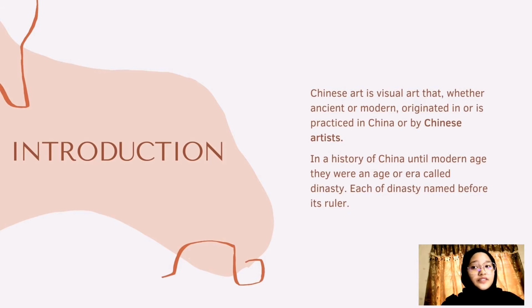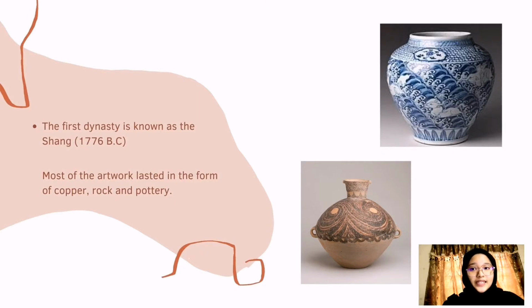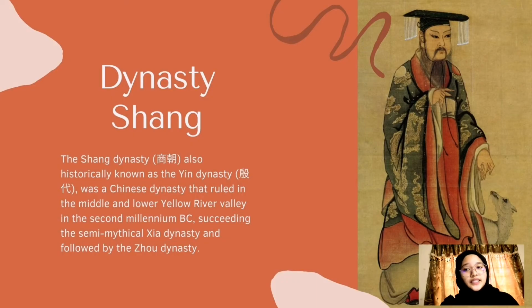In the history of China until the modern age, there were ages or eras called dynasties. Each dynasty was named after its ruler. The first dynasty is known as the Shang dynasty. Let me explain a little bit about the Shang dynasty. The Shang dynasty, also historically known as the Yin dynasty, was a Chinese dynasty that ruled in the Middle and Lower Yellow River Valley in the second millennium before Christ, succeeding the semi-mythical Xia dynasty and followed by the Zhou dynasty.